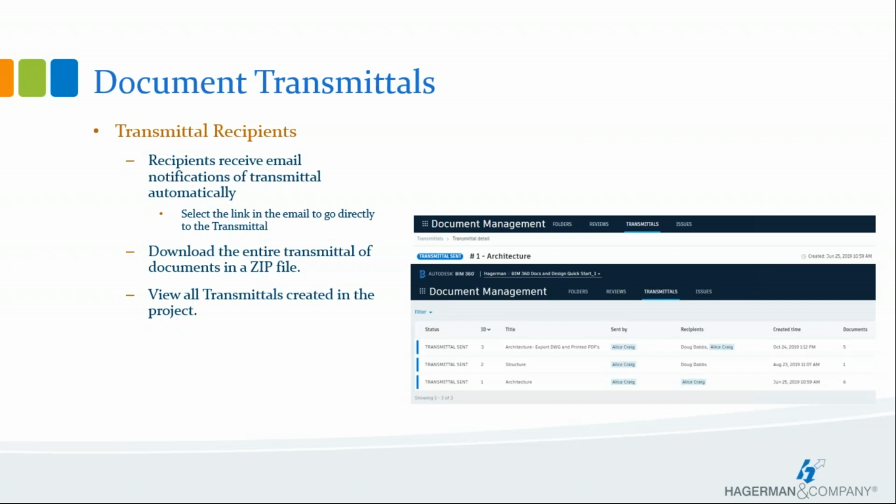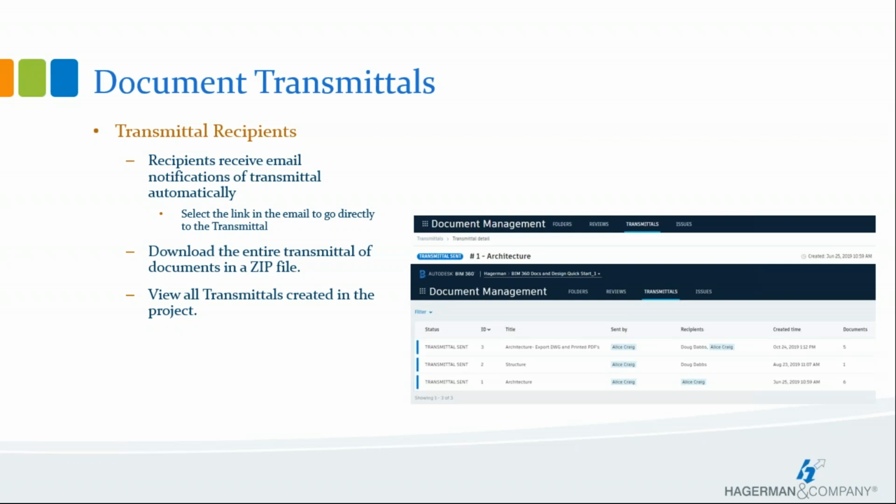If the transmittal recipients navigate to BIM 360, Document Management module, the transmittal is visible on the Transmittal tab as well. The recipients can see all the transmittals that they are associated with. The recipient can view the transmittal sender, all the recipients, and the number of files in each individual transmittal. Again, selecting a transmittal will display the content of that transmittal.